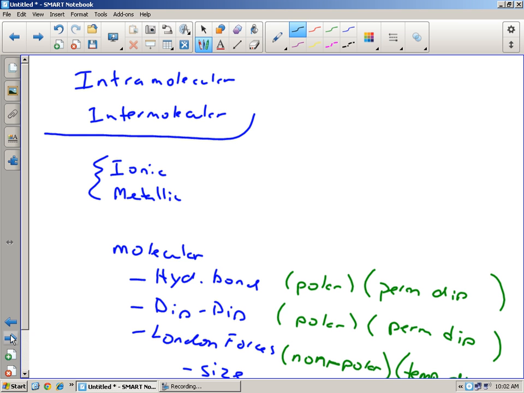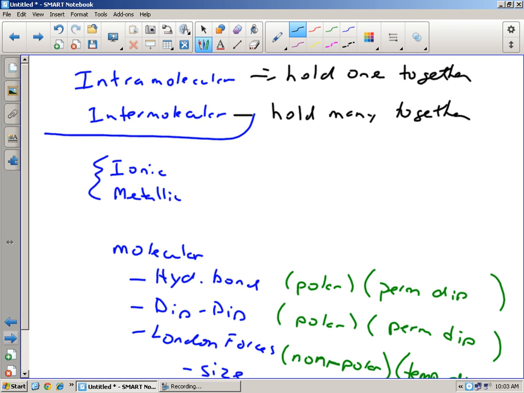I'll give you a very standard definition here. Intra holds one together. Inter holds many together.